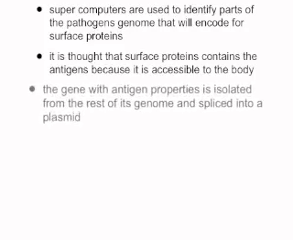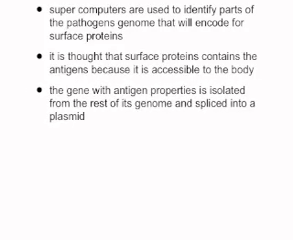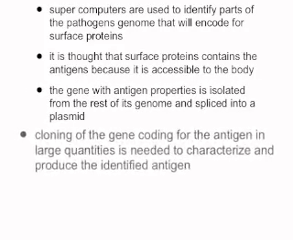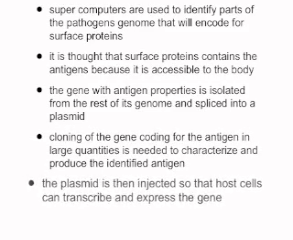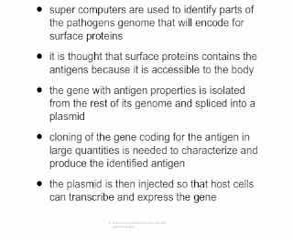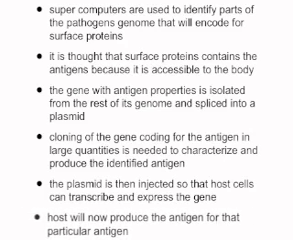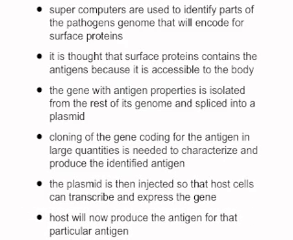Supercomputers are used to identify parts of the pathogen's genome that will encode for surface proteins. It is thought that surface proteins contain the antigens because they are accessible to the body. The gene with antigen properties is isolated from the rest of the genome and spliced into a plasmid. Cloning of the gene coding for the antigen in large quantities is needed to characterize and produce the identified antigen.